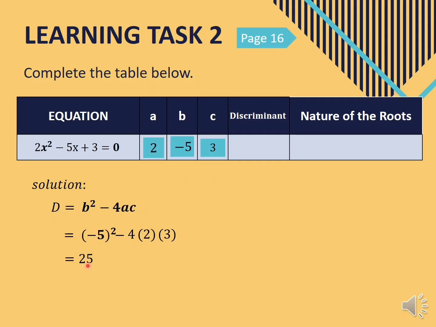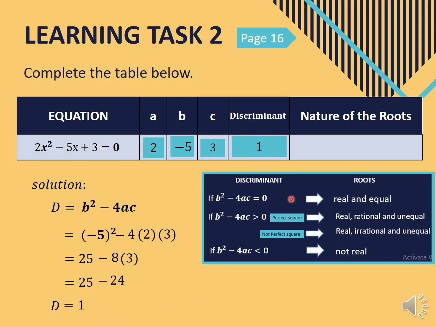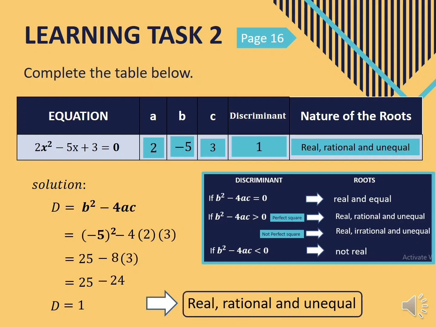Negative 5 squared is 25. Minus 4 times 2, we have 8 times 3. 25, 8 times 3 is equal to 24. So, 25 minus 24, that is 1. The discriminant is equal to 1. Okay? If the discriminant is equal to 1, therefore, the nature of the roots is, correct. So, that is, ayan, perfect square ulit siya. So, real, rational, and unequal. So, that is the nature of the roots.